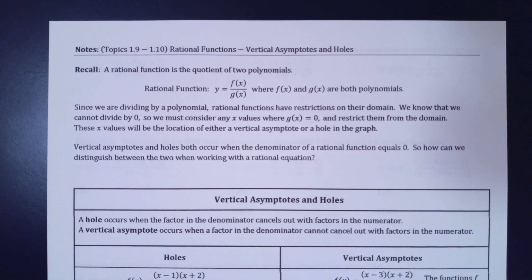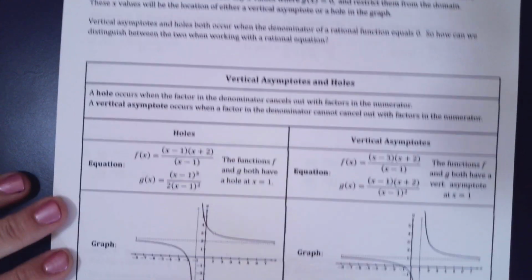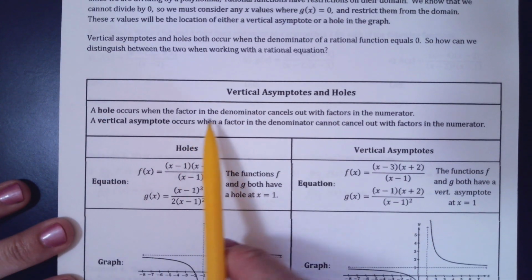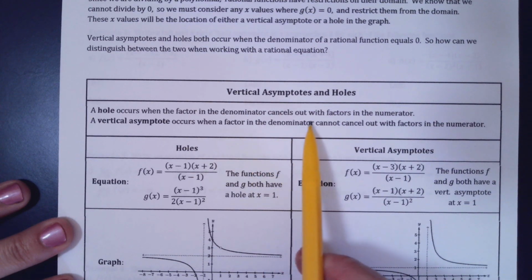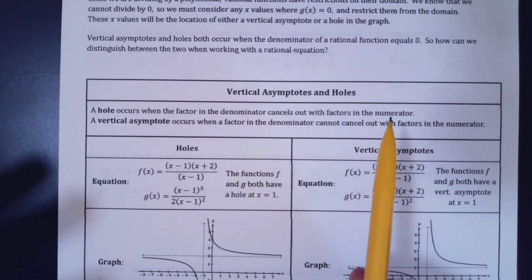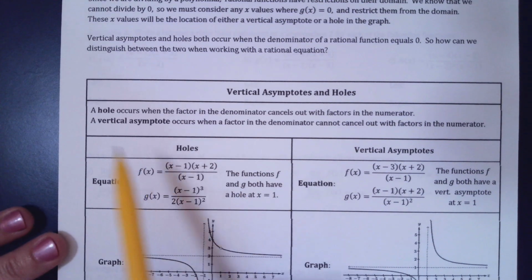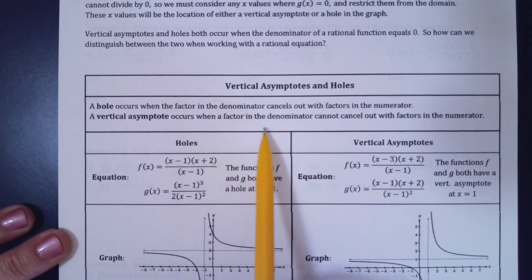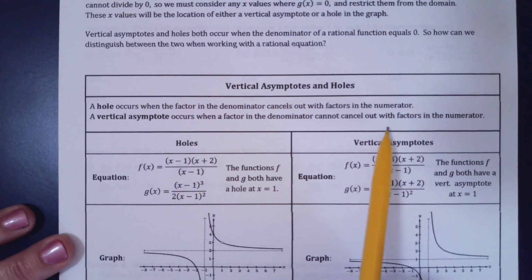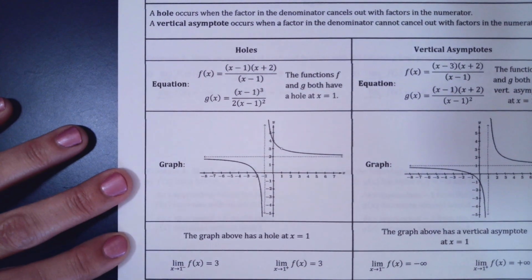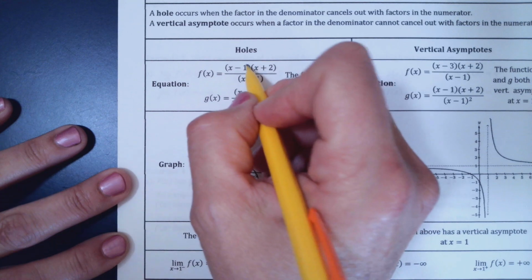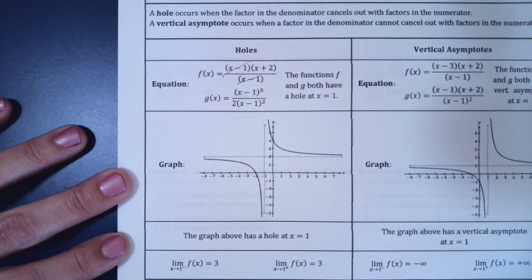All right, so let's take a look. So a hole occurs when the factor in the denominator cancels out with the factor in the numerator. It occurs at that number that would have been the 0 of that factor. And the vertical asymptote occurs when a factor in the denominator cannot cancel out with any of the factors in the numerator. All right, so over here on the left, holes. So obviously we see this cancels, there's going to be a hole at 1.